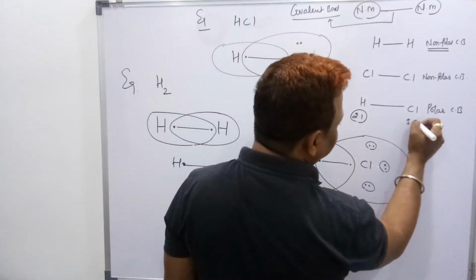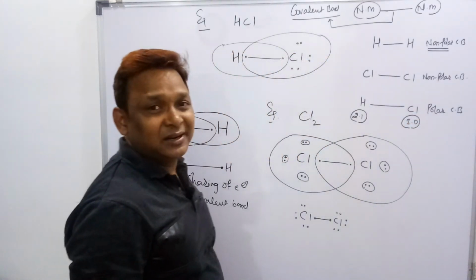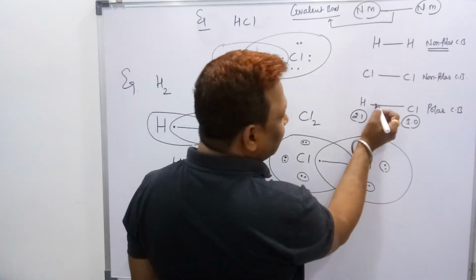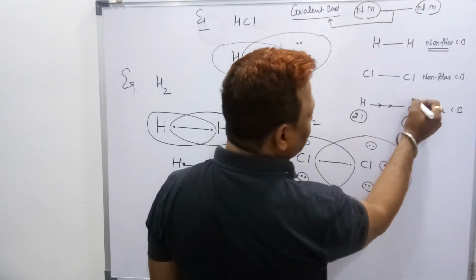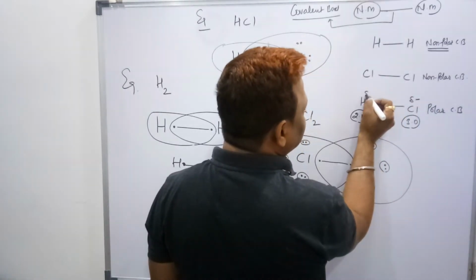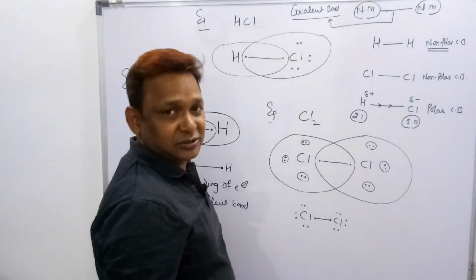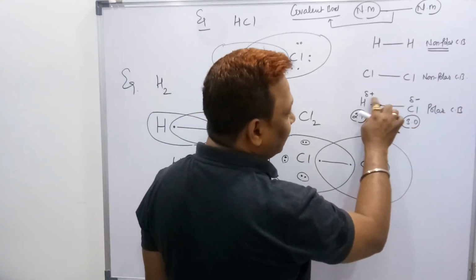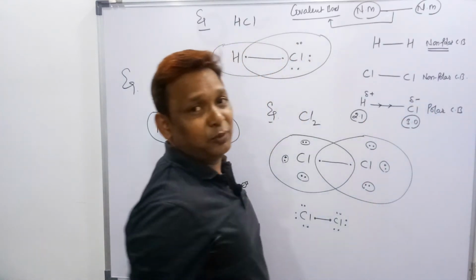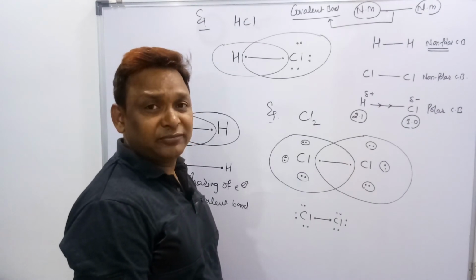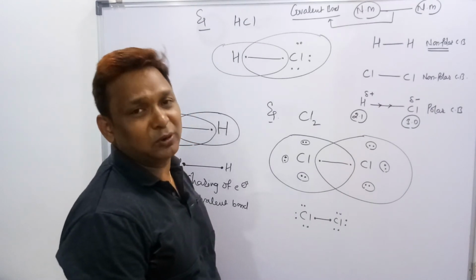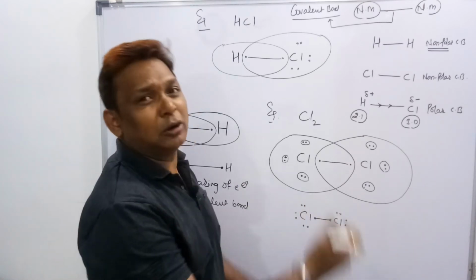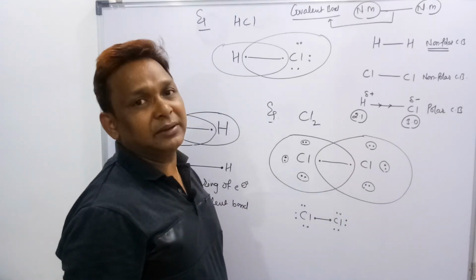But here H has electronegativity value 2.1, and chlorine has electronegativity value 3. That means it has an electronegativity difference. That means the bond movement will move from hydrogen to chlorine. So chlorine will get a partial negative, hydrogen will get a partial positive. First of all, we have seen that the bond is covalent. But in this bond, it developed a polarity, positive and negative. So formation of a polarity over the covalent bond is called a polar covalent bond. And this polar covalent bond can be formed between two different non-metals because they have an electronegativity difference.